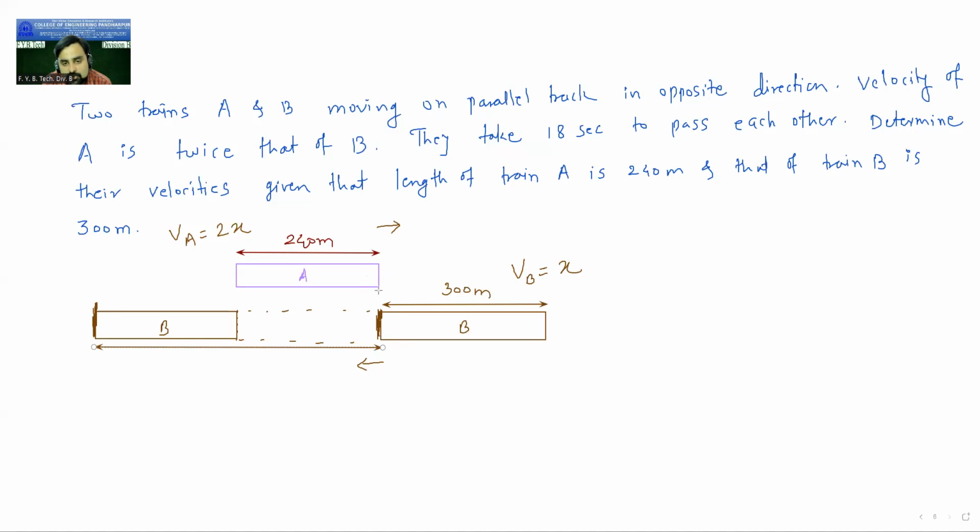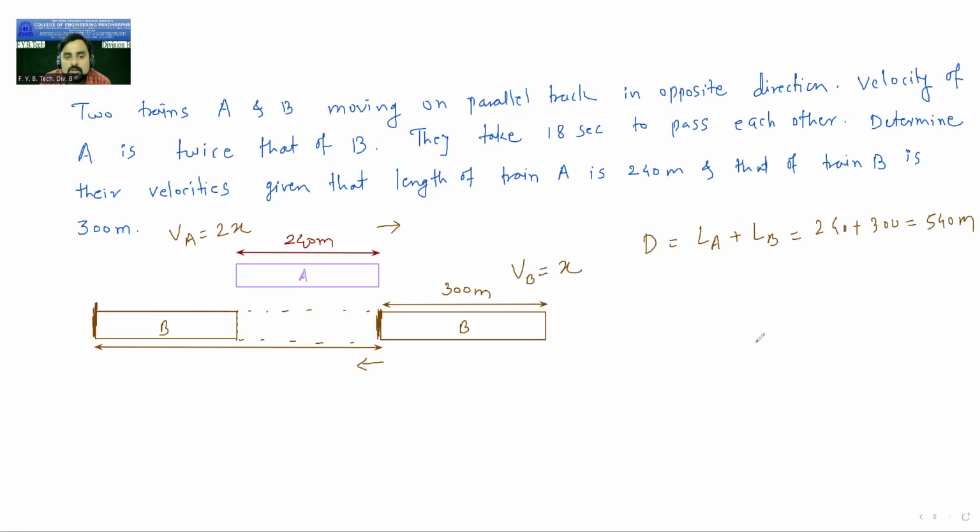From here, when this engine started, it covered the full 240 meter. But the engine is here, so it also had to fully pass its own length, and how much is that length? 300. So what is the total distance covered? Total distance is nothing but length of train A plus length of train B. So it will be 240 plus 300, so it will be 540 meter.